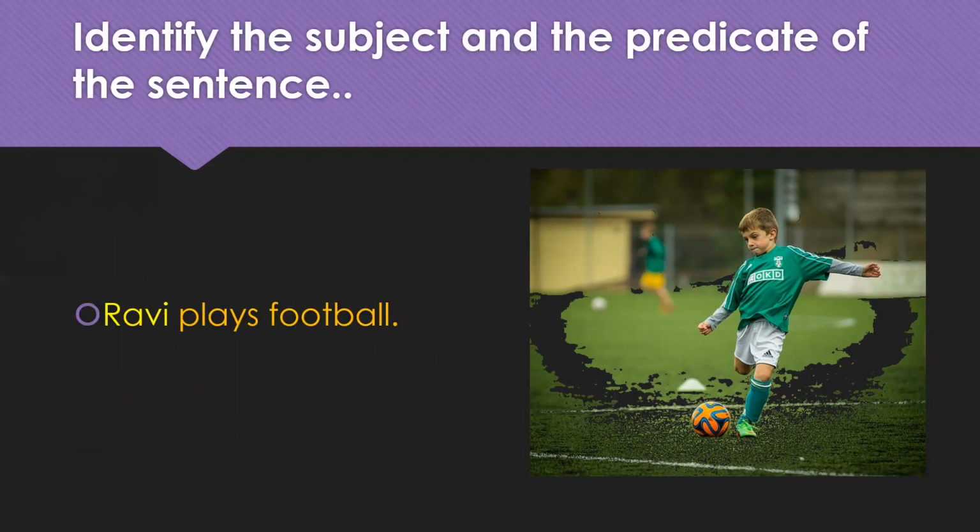Identify the subject and the predicate of the sentence that you see in front of you. Ravi plays football. Of course, without doubt, Ravi is the subject and plays football is the predicate.